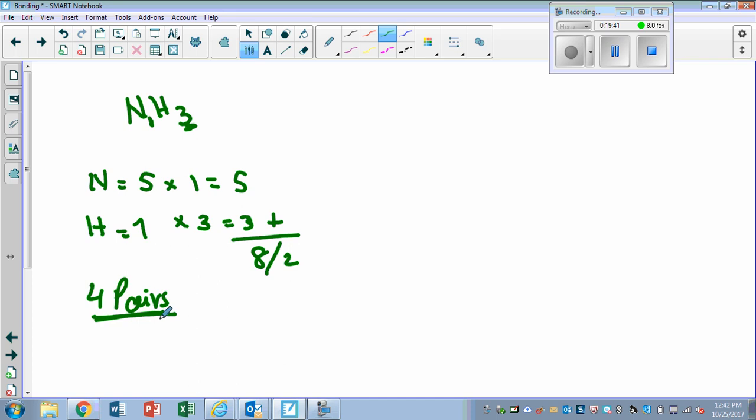I'm going to choose a central atom. Of course, hydrogen is not going to be the central atom, so nitrogen becomes my central atom. I have one pair with one hydrogen, another pair with this hydrogen, another pair with this hydrogen. So I use 3 pairs. I'm left with 1 pair. Hydrogen takes only 2 electrons and hydrogen is happy. So that one pair that is left, I will give it to nitrogen as a lone pair. And that will complete the octet for nitrogen. It has 8 electrons.